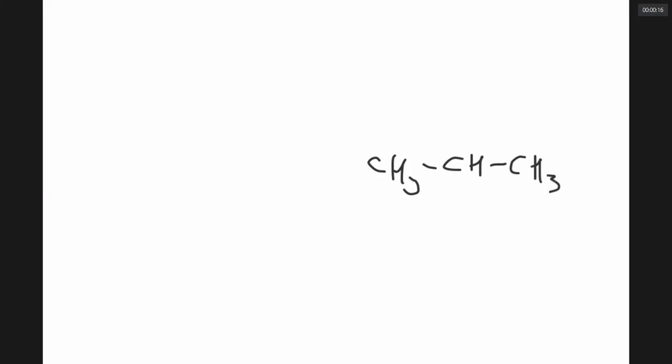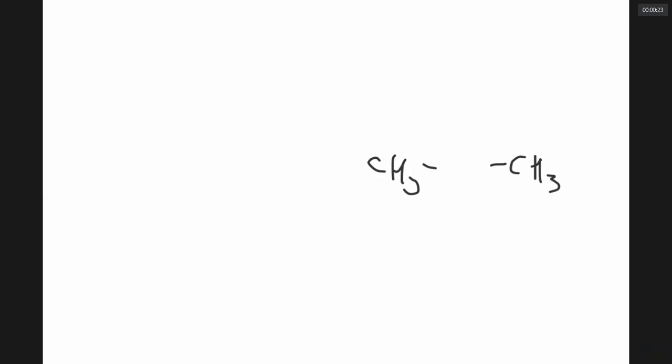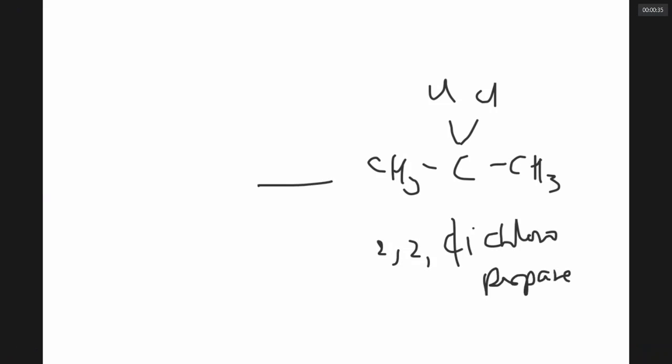We have seen how to prepare organic compounds, for example, like this. How to prepare these compounds? How to prepare these compounds, sir? What is your choice?